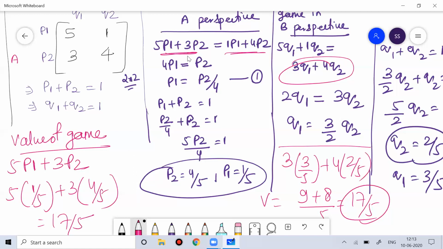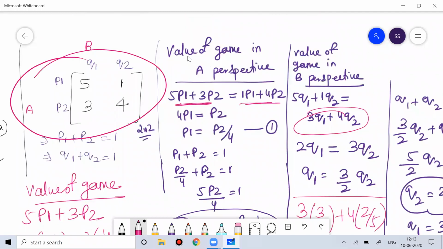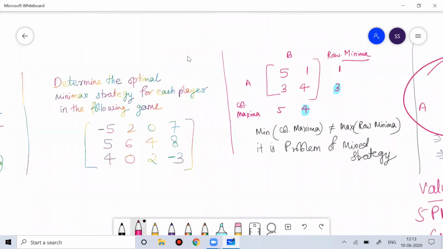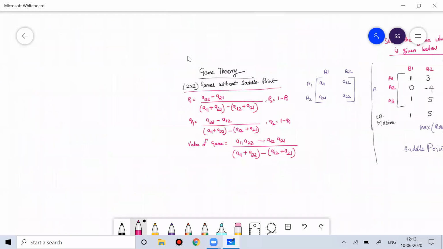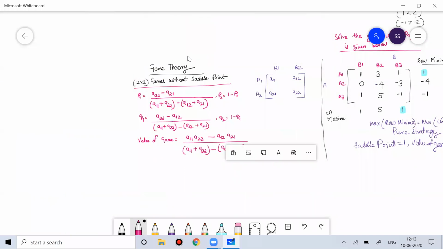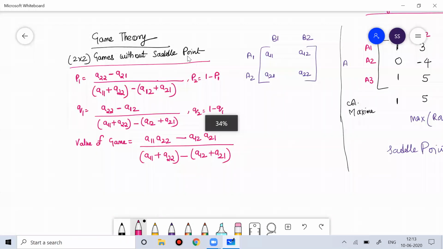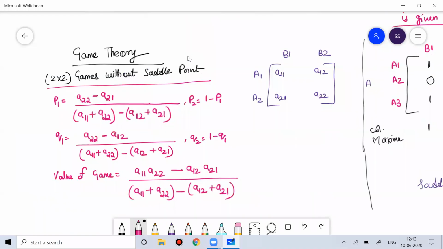Okay, now this is one way of solving this problem. Now I'll solve the same problem by using a direct formula. Maybe many people don't like probability much, so I'll do the same problem with a direct formula. You can solve this problem by using this formula.